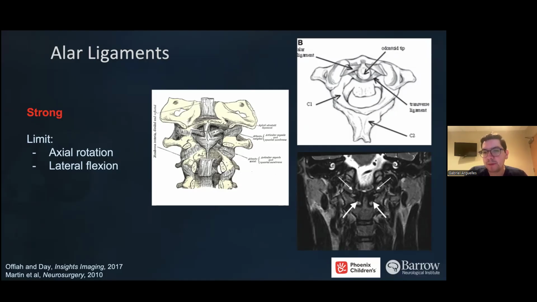And then the bottom right image is a nice view of what you can see on MRI, especially in a coronal plane for these patients. You can pretty nicely view the alar ligament up here, arising from the dens and inserting here into the medial aspect of the occipital condyle. The transverse ligament is what's pictured more inferiorly, and that's part of the cruciate ligamentous complex that we'll discuss in a bit.